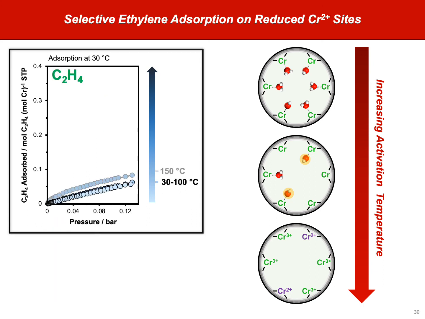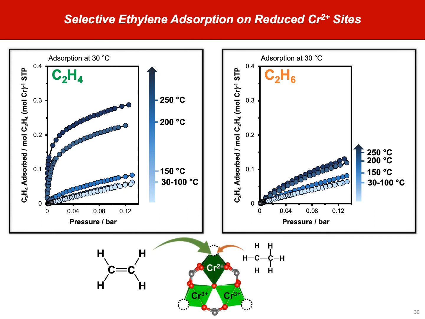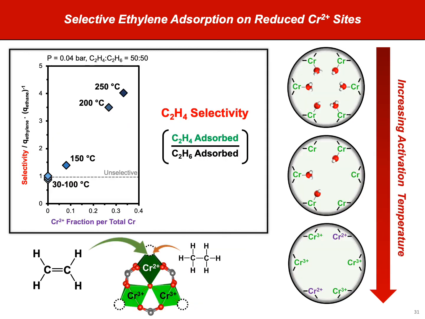I can take this one step further. I can bring in ethylene, which again has a pi bond that can have backbonding interactions with Cr2+ sites. I see a significant increase in uptake at or about 150 degrees Celsius, unlike the ethane adsorption data, which shows a more systematic trend as a function of activation temperature. Again, presumably because of enhanced backbonding interactions of ethylene with Cr2+ sites.